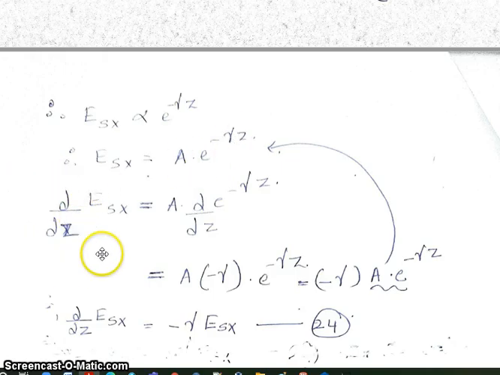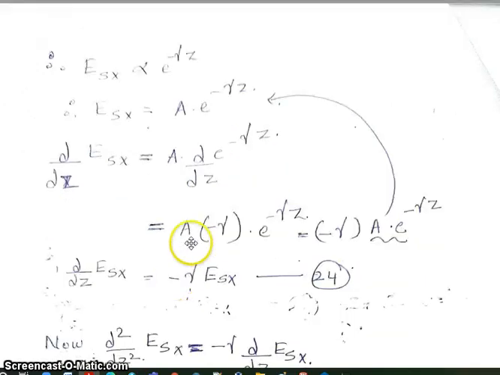And next I am taking the differential with respect to z. So I can write dou by dou z of Es is equal to A into dou by dou z of exponential of minus gamma z, written as A into minus gamma into exponential of minus gamma z. Rearranging, minus gamma into A exponential of minus gamma z, and you know this term A into exponential of minus gamma z is equal to what? This is equal to Esx. So I am substituting: dou by dou z of Esx is equal to minus gamma Esx, which is my equation 24.